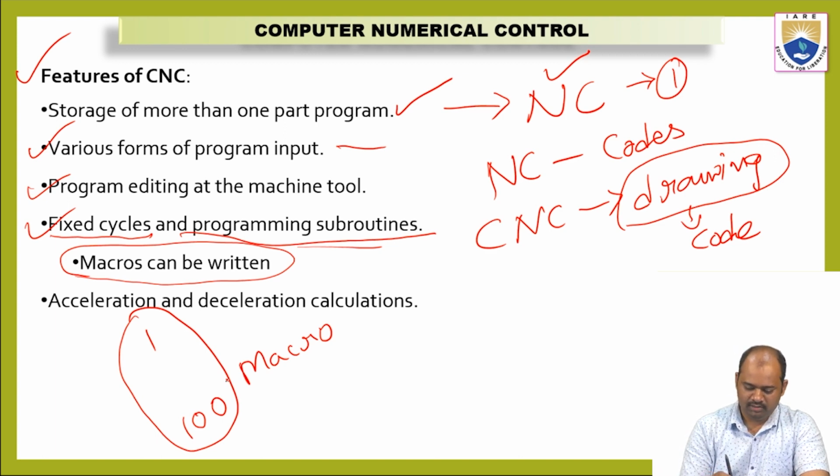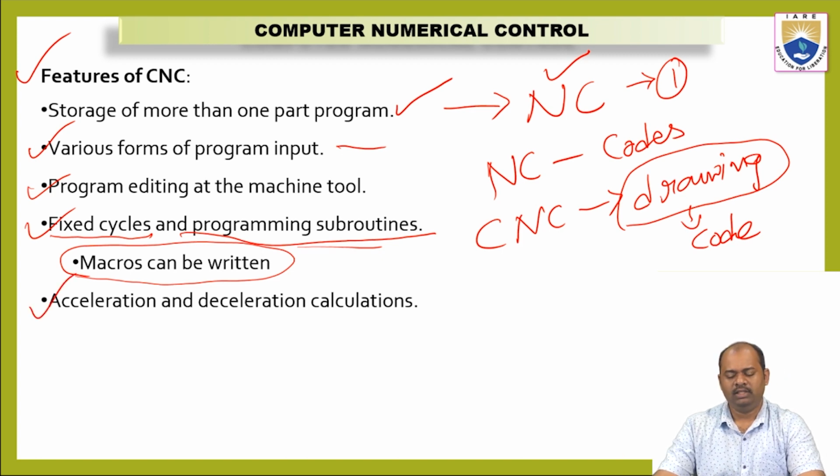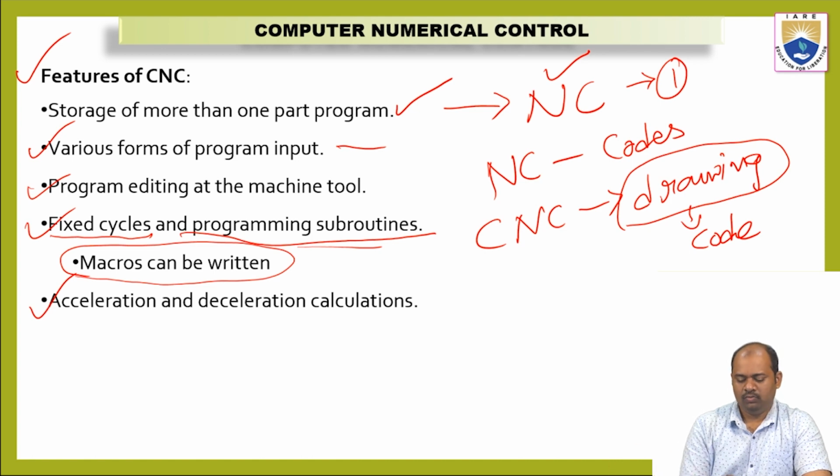And then the last one is that acceleration and deceleration calculations can be done. This means that when the machine is working, it will be rotating at some RPM, like 300 RPM. Sometimes we want to increase or decrease the speed, and increasing or decreasing the speed also plays a major role while we are designing an object.